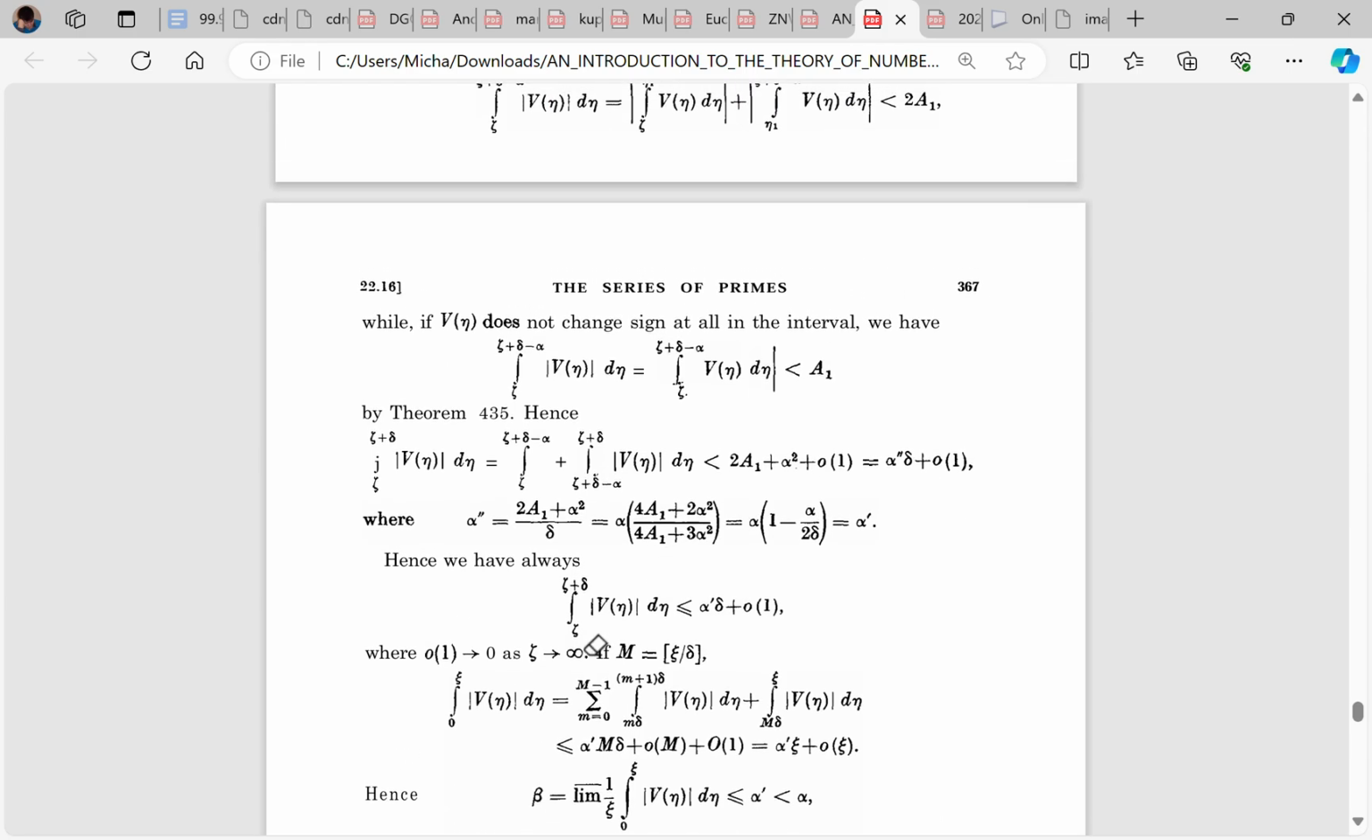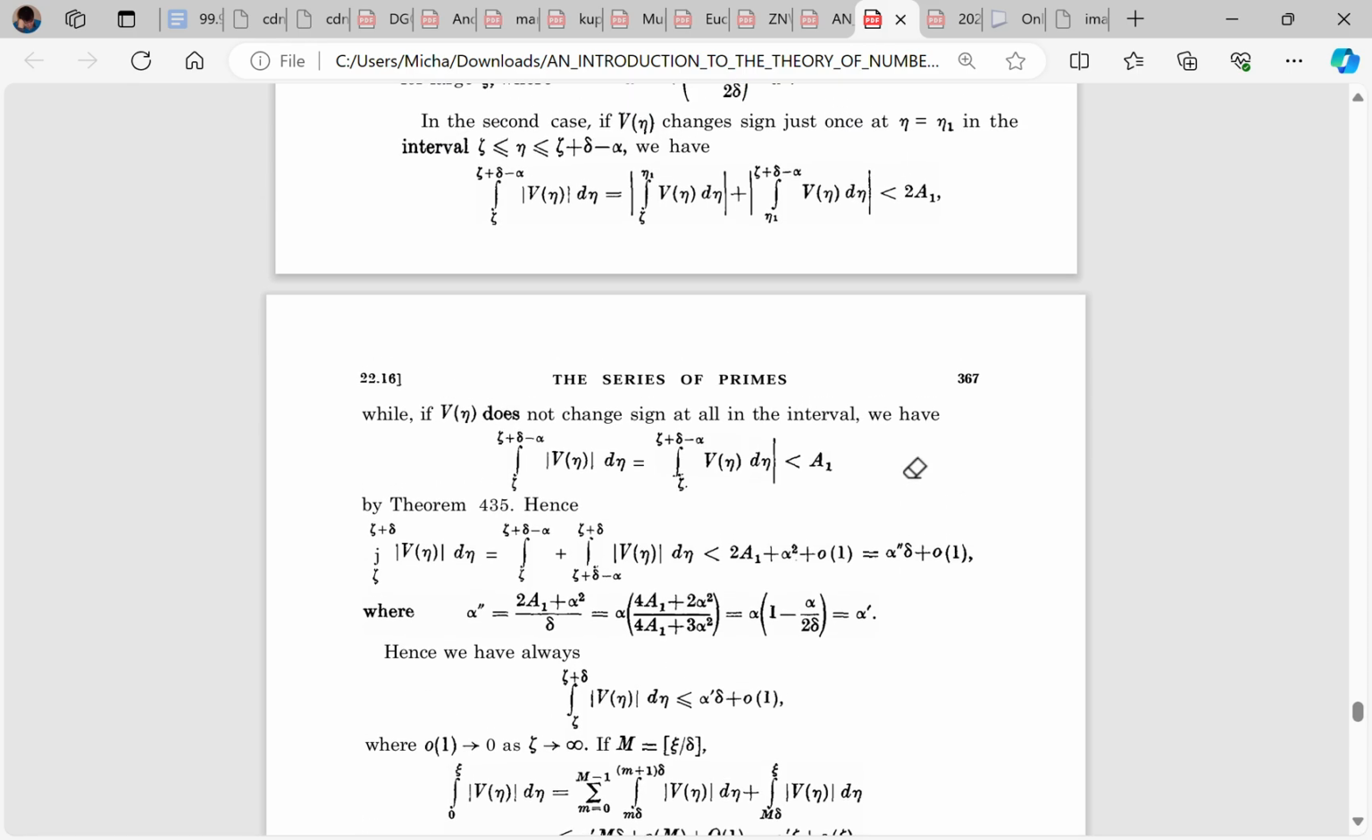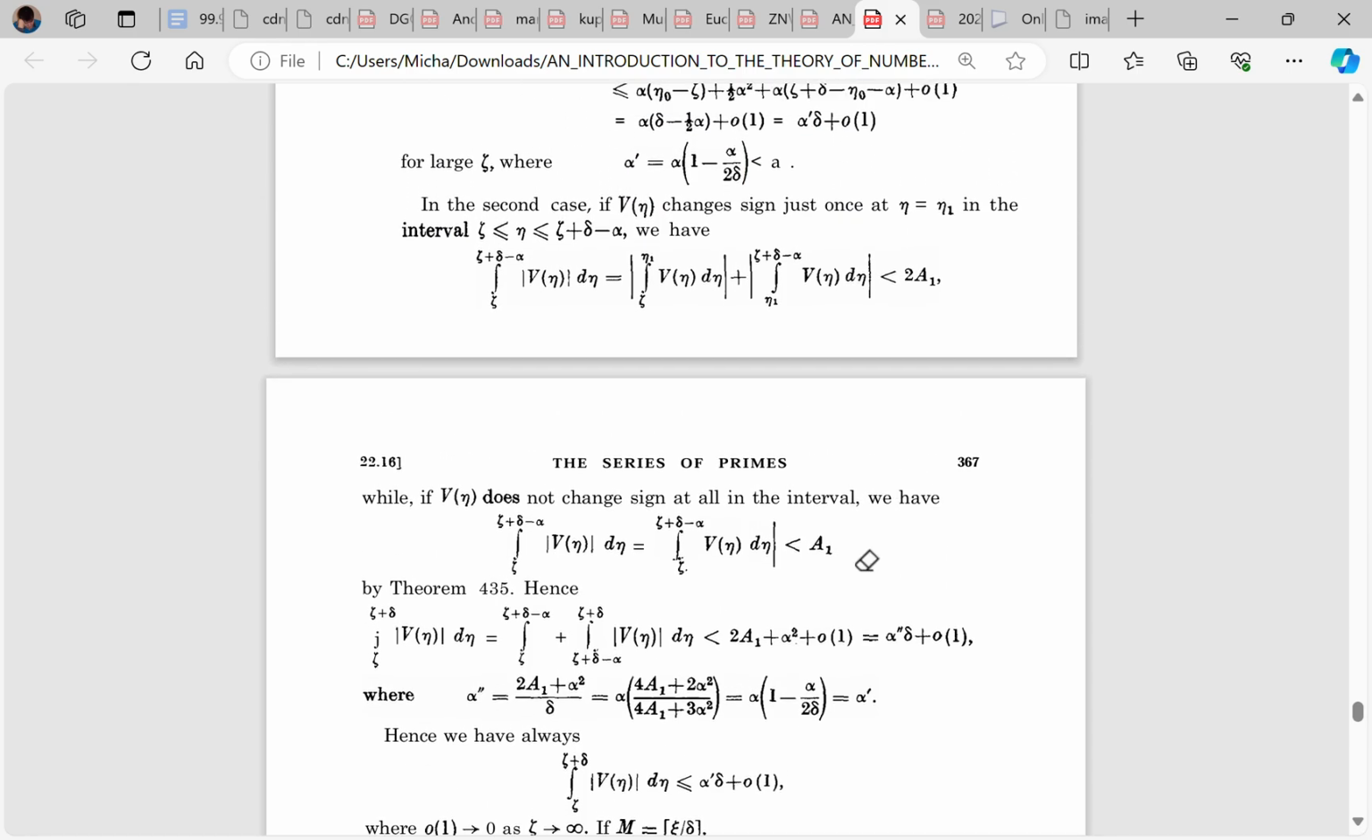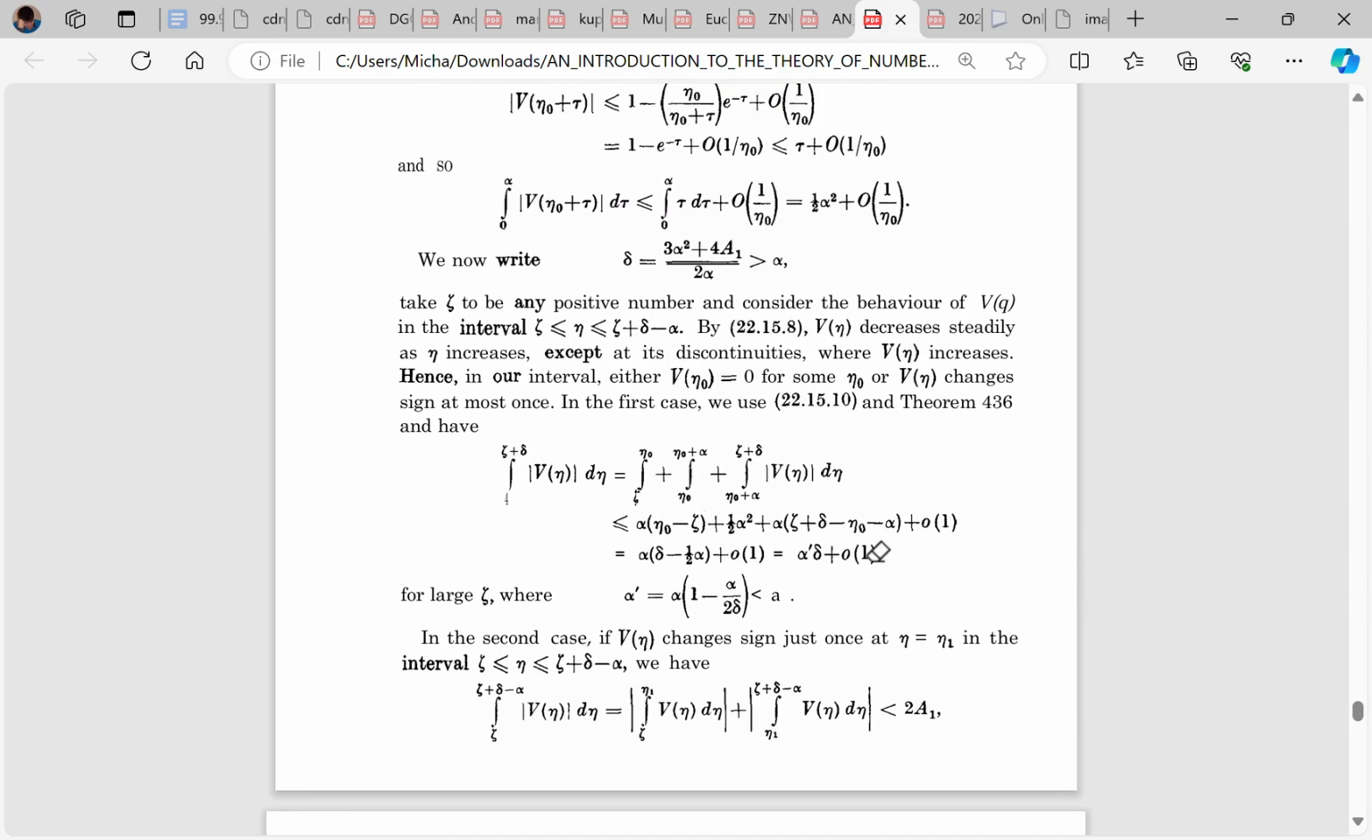Okay, so it's saying in all the cases zeta to zeta plus delta, the integral is always less than or equal to alpha prime delta plus little o of 1. So that's the case here. We don't have to worry about this separately, they're all part of this case. And that's the case here. Okay.